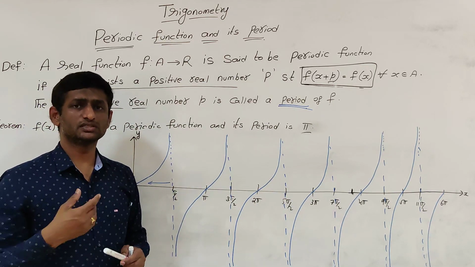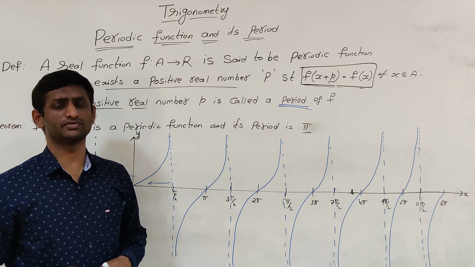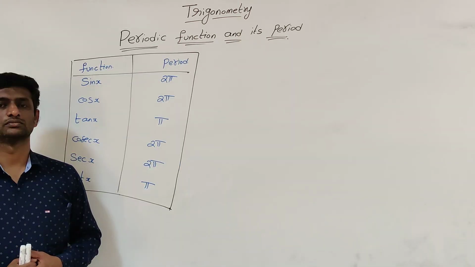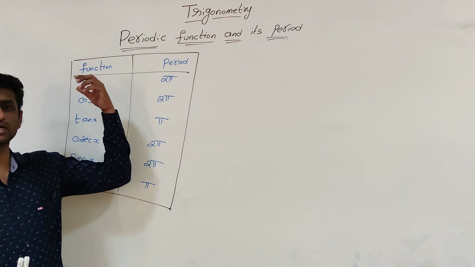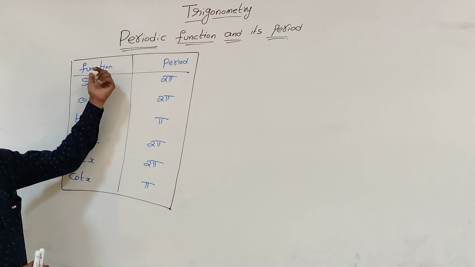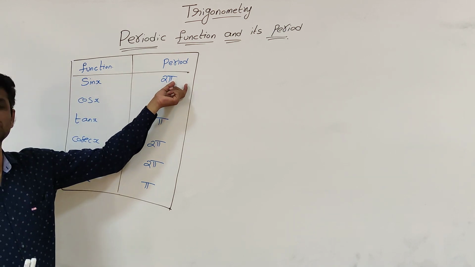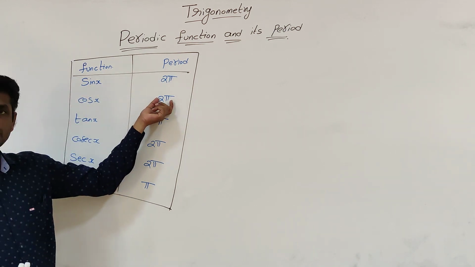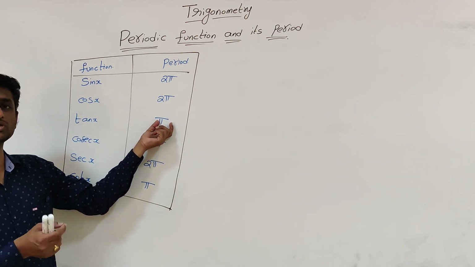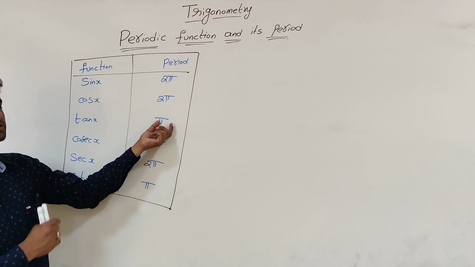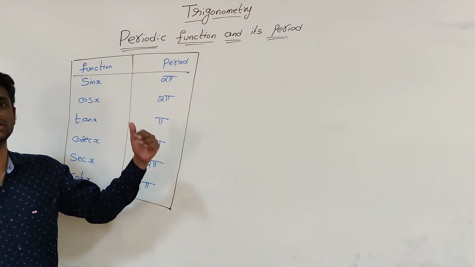Next, we'll have the generalization of the other 6 trigonometric functions. We'll go for a generalized table of a function and its period. For sin x, we have seen the period is 2 pi. For cos x, the period is 2 pi. For tan x, the period is pi, meaning the least positive real number is pi, so for every pi units, the shape of tan x repeats.